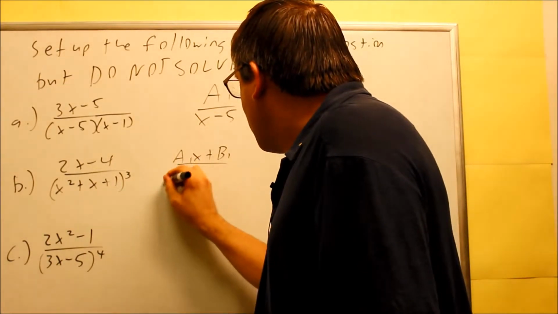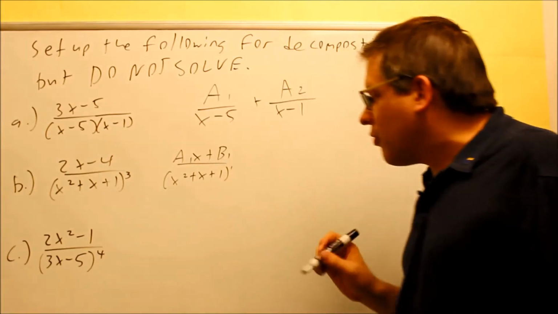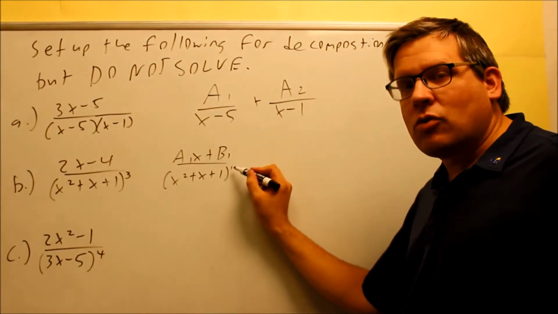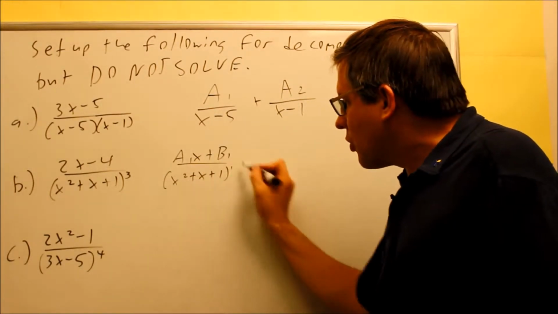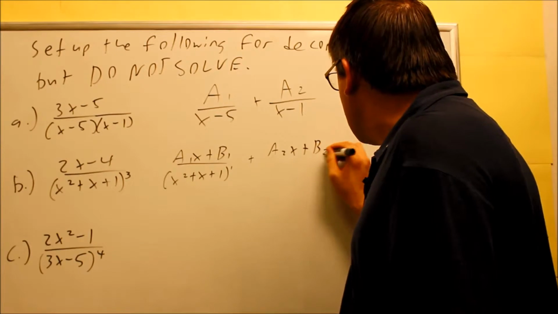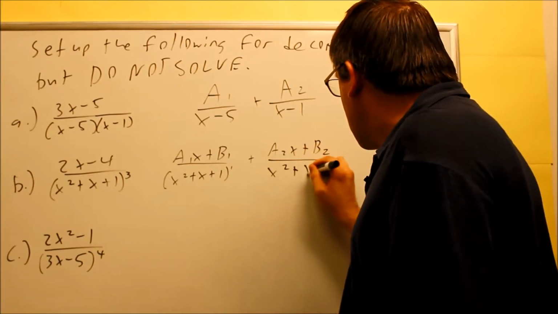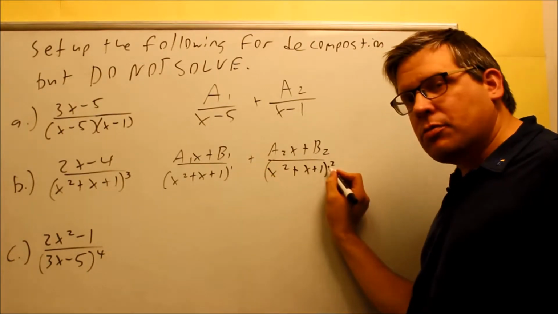Then you're going to have x squared plus x plus 1, raised to the first power. You don't have to actually show that raised to the first power, but I'm showing you the pattern. So the first one's raised to the first power. Then you're going to do a2x plus b2 over x squared plus x plus 1 raised to the power of 2.